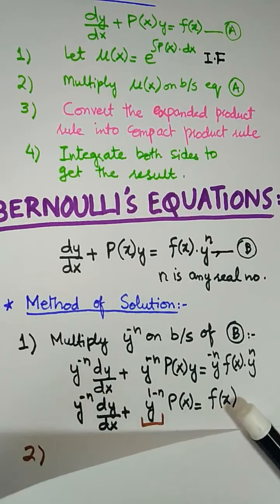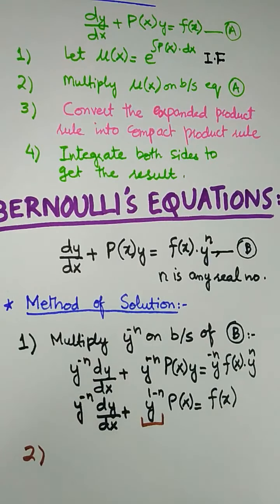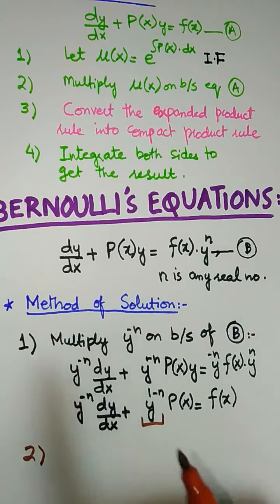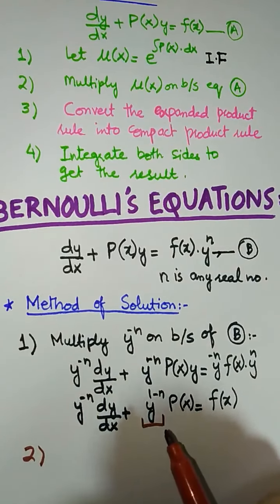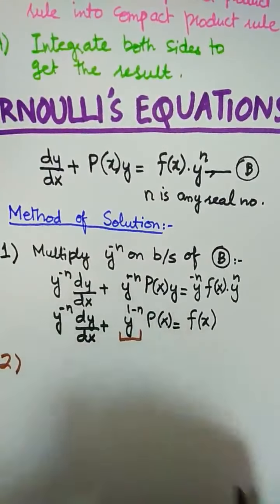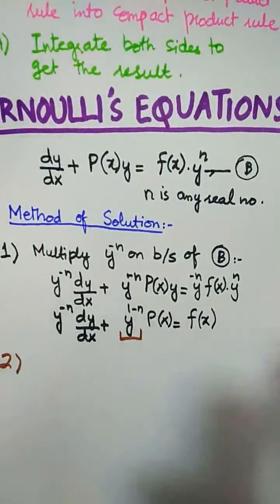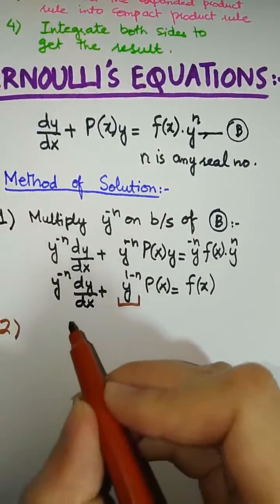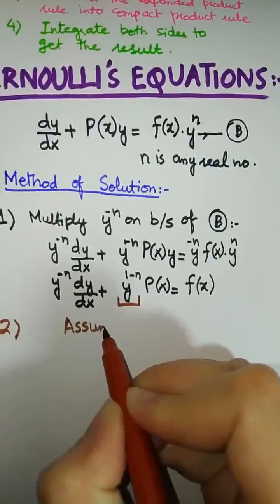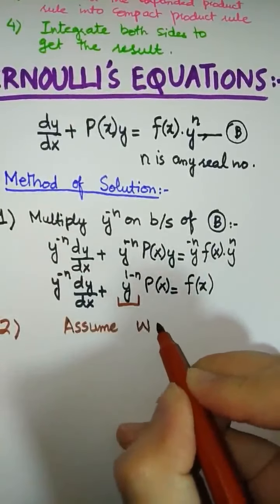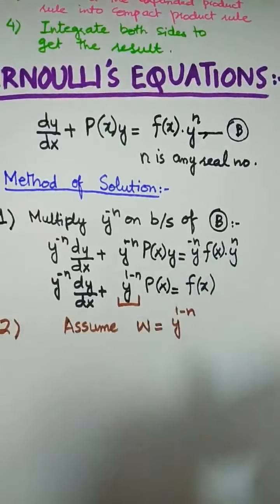So in the second step, what we do, we select this y to the power 1 minus n along with the p of x factor. Let me arrange this in a proper form. Now assume this to be any variable other than x. So I am assuming this as w, a new variable.